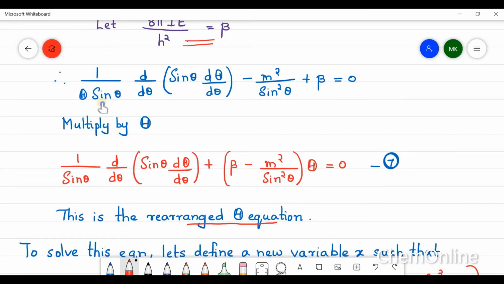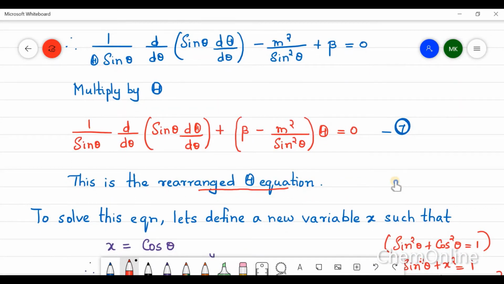So we can write 1 by theta sin theta d by d theta of sin theta d theta by d theta minus m square by sin square theta plus beta equals 0. Now if we multiply by theta, we get 1 by sin theta d by d theta of sin theta d theta by d theta plus beta minus m square by sin square theta into theta equals 0. Equation 7. This is called the rearranged theta equation. Now we have to solve this equation in order to find out the eigenfunction and eigenvalue.